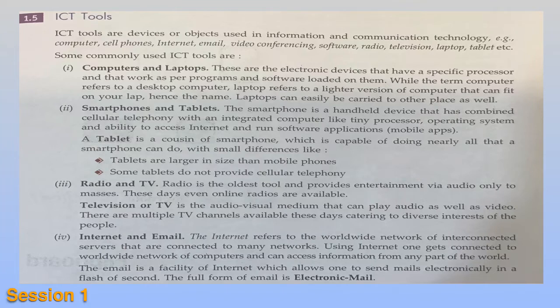A tablet is a cousin of the smartphone, meaning it's a big brother of the smartphone. It's a bigger one, with a larger display size, which is capable of doing nearly all that the smartphone can do, with small differences, like tablets are larger in size than mobile phones. Some tablets do not provide cellular telephony, meaning a few tablets come as Wi-Fi only, where we can browse through the net and do basic work instead of calling anyone. Tablets are a bit bulkier than telephones or mobile phones, so it's better not to use them for calling. A few of them don't have calling at all.